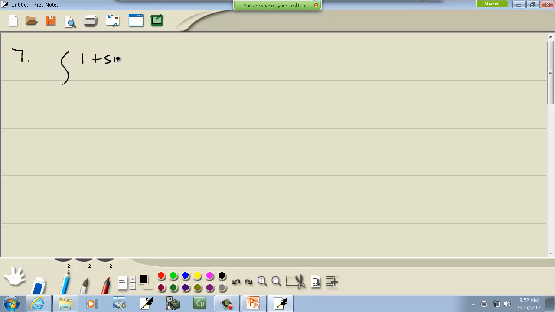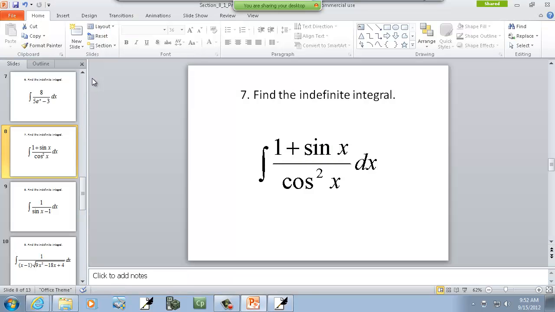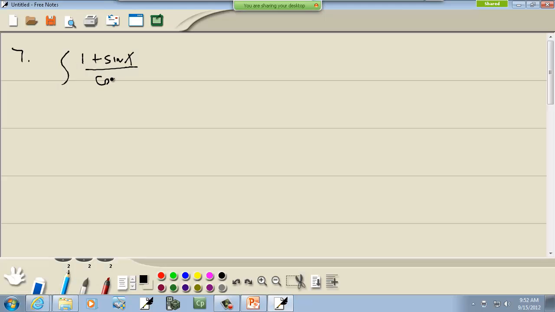One plus sine x over cosine squared x. Now I have no memory. So when I was looking at these this morning, I already worked these in class, so I kind of have a general idea on some of them, but I couldn't remember this one. There's 2 ways you could go with it. One of them is you could rewrite the bottom part as 1 minus sine squared, and then factor it, and then 1 plus sine x would cancel with 1 plus sine x, and you'd have 1 over 1 minus sine x.